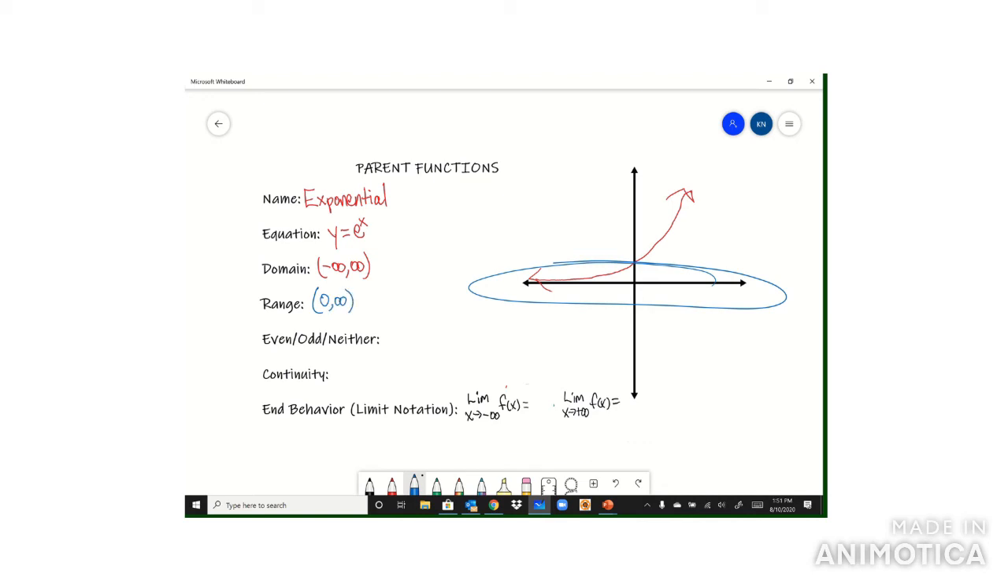Exponential functions are neither even nor odd. They are continuous. And then the end behavior: if you go left, you level out at 0. If you go right, you go up to positive infinity. So that's an exponential.